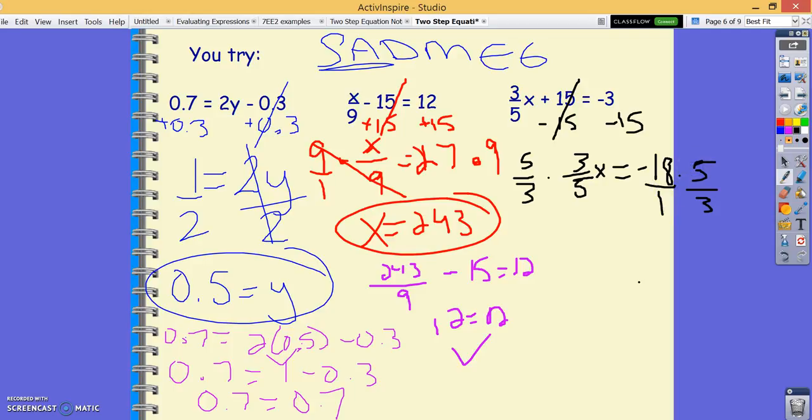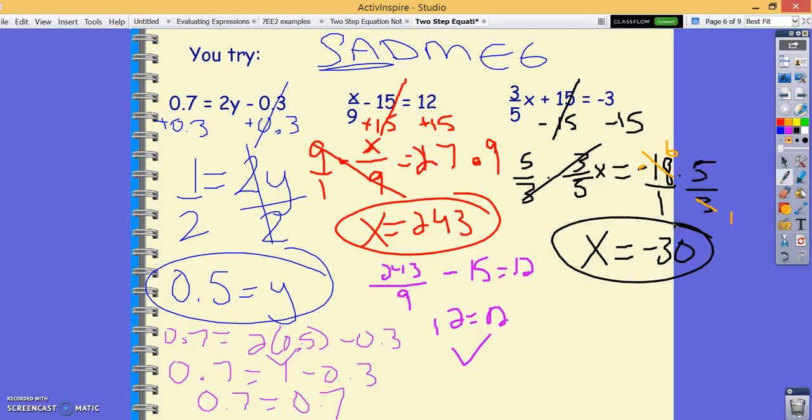And I can look for cross-reducing, which is definitely a possibility here. These can reduce to a 1 and a 6, but remember it's actually a negative 6. So 5/3 times 3/5, those cancel out. Anything times its reciprocal is 1. So it's just going to say x equals negative 30.